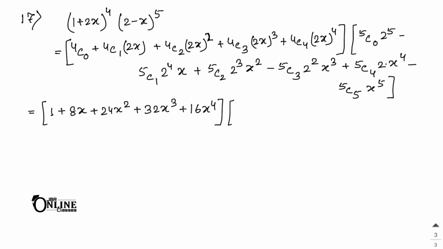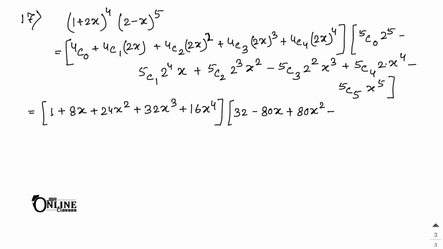Next one 5c0 and 2 to the power 5, 5c0 is 1, 2 to the power 5 means 32. Then minus here 5c1 means 5, and here 2 to the power 4 means 16. So 16 into 5, it's 80x. After that here 5c2 means 10, and then here 10 into 2 to the power 3, that means 8. So 10 into 8, it's 80, so 80x square.